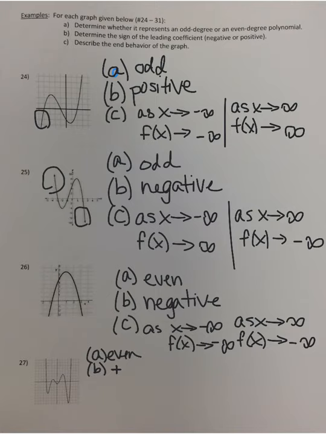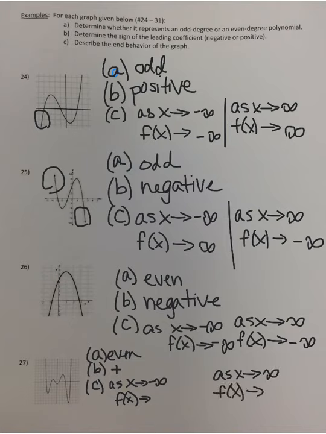All right, part C wants end behavior. So I'm going to do as x goes to negative infinity, let's look at what happens to f of x. And then again, as x goes to positive infinity, what happens to f of x?